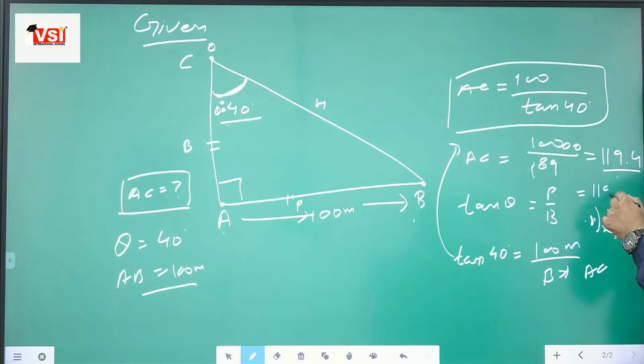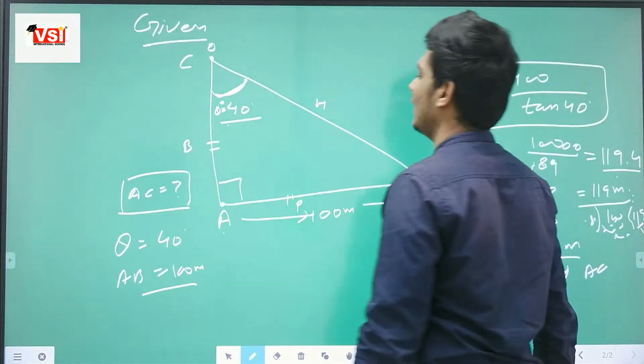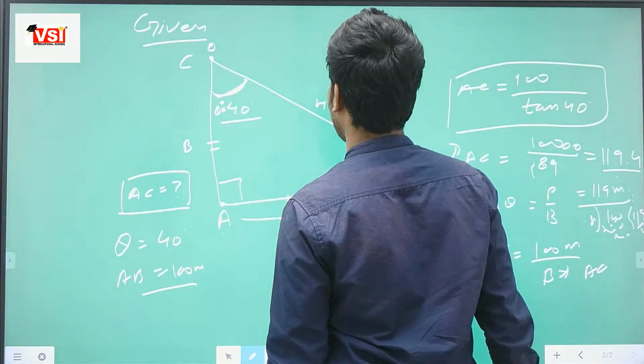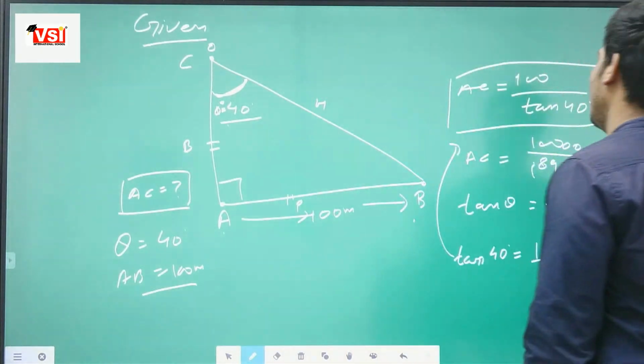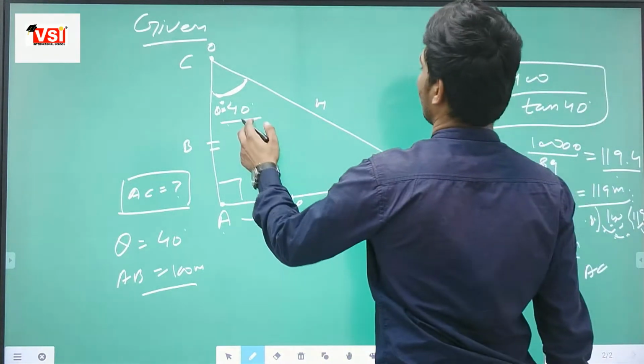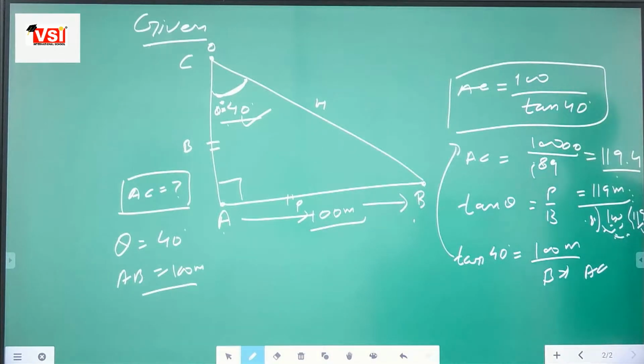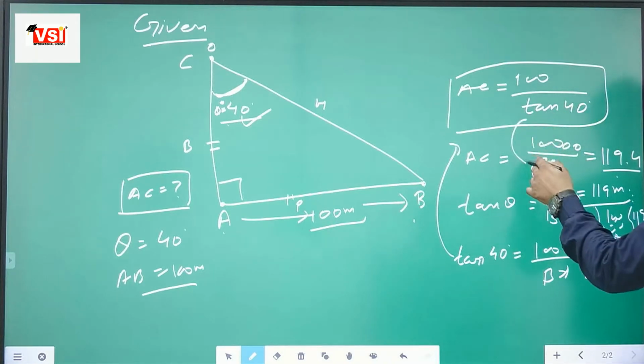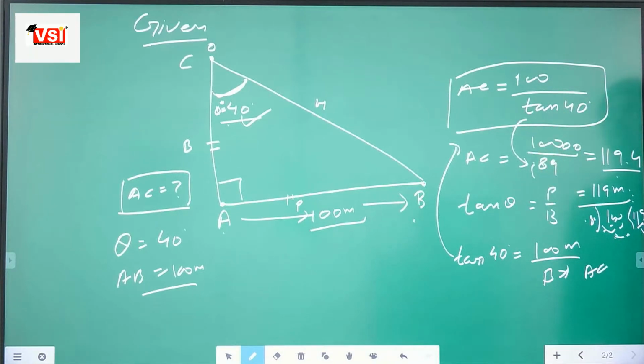Approximately 119 meter, almost 119 meter. So this is how we can find out easily with the help of simple trigonometry by applying tan theta. Tan theta is equal to perpendicular upon base. Perpendicular is given as 100 meter, base is what we have to find out, and angle theta is given as 40 degree. So tan 40 is equal to 100 divided by SE. SE is equal to 100 by tan 40. Tan 40 can be written as 0.89. So 100 divided by 0.89 will give you the result as 119 meter.